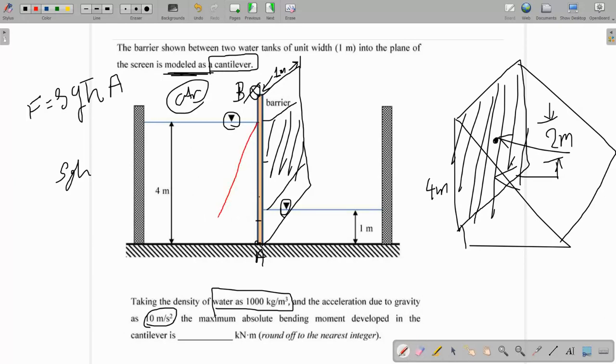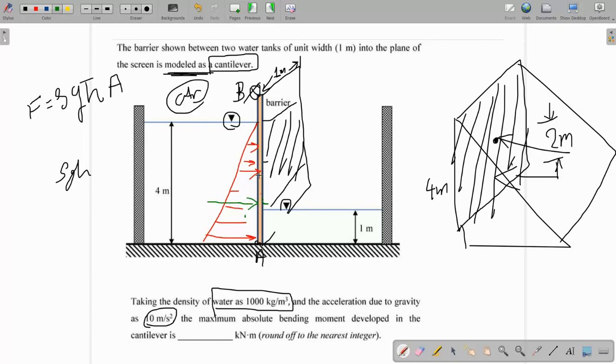Suppose this is the direction and this is the force acting like this on the plate. Not on the fluid, it is acting on the plate, the barrier, whatever you say. The point of application of force, or you can say the center of pressure, is at the centroid of this pressure prism. This is the point where the force is acting.